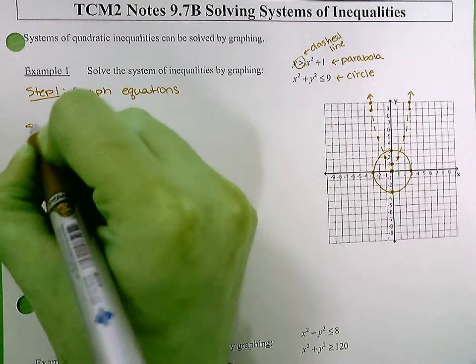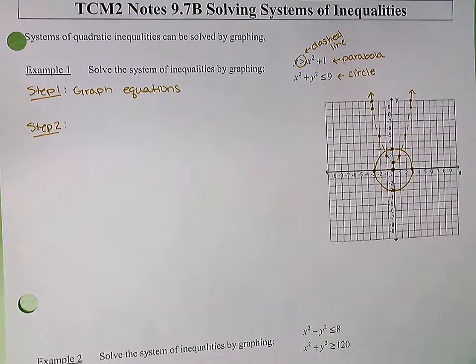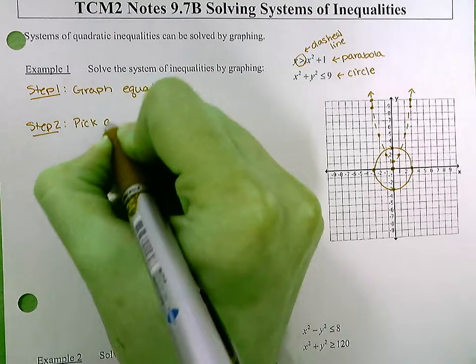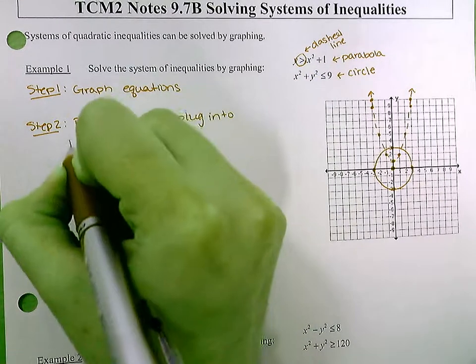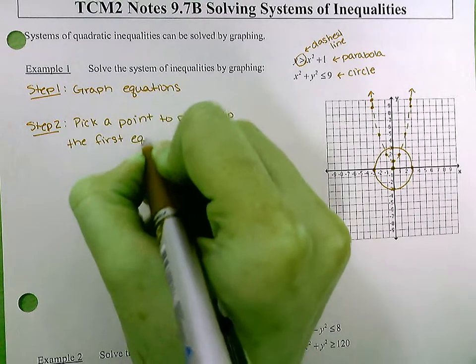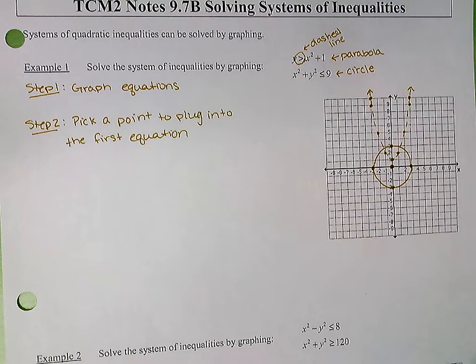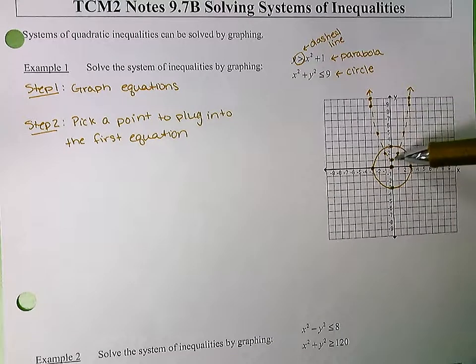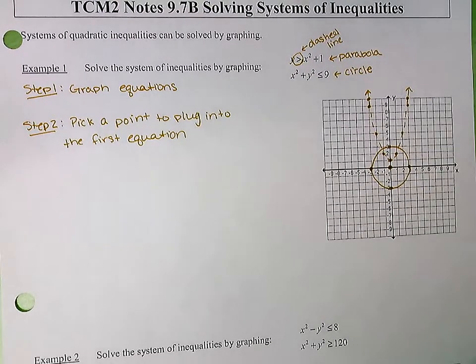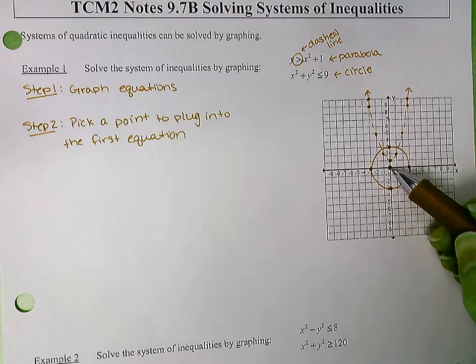Okay, your second step when solving a system of inequalities is to pick a point and plug into the first equation. Now this point cannot lie on your graph. So my first equation is this parabola. I can't pick any of the points that lie along that line, but I can pick any other point lying away from it. The easiest point to pick is 0, 0, as long as it doesn't lie on your graph. With my parabola, 0, 0 does not lie on that parabola, so I'm going to choose that point.